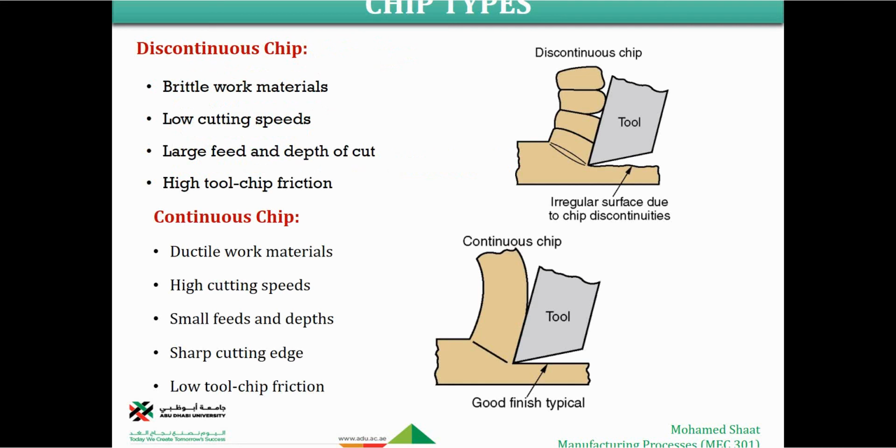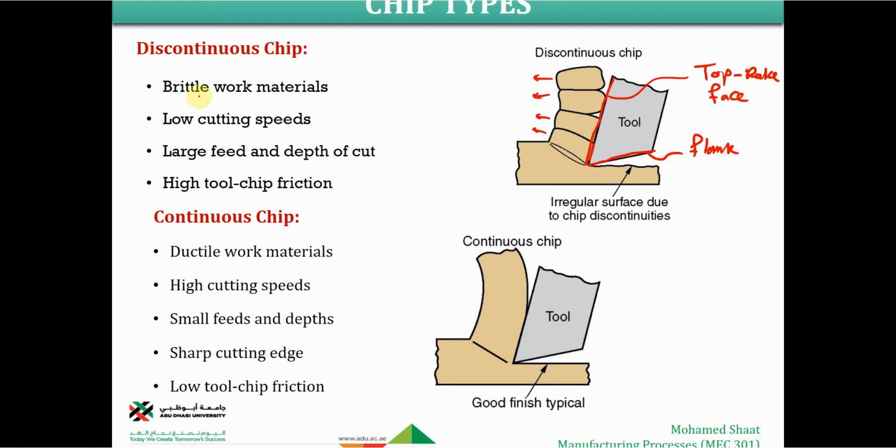The discontinuous chip means that the chip can be easily broken from the workpiece itself. Like this is the tool and this is the chip over the top rake face. Again, this is the top rake face, the face over which the chip is sliding. This is the flank face of the tool, and this is the top rake face, or just directly the rake face of the tool.